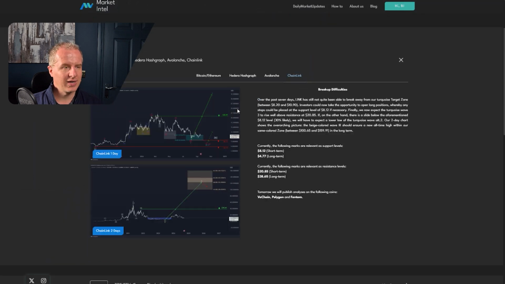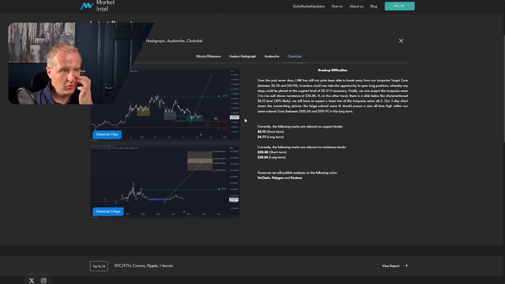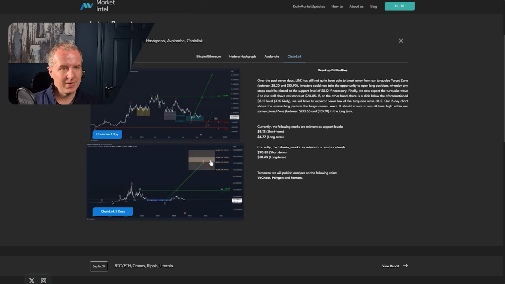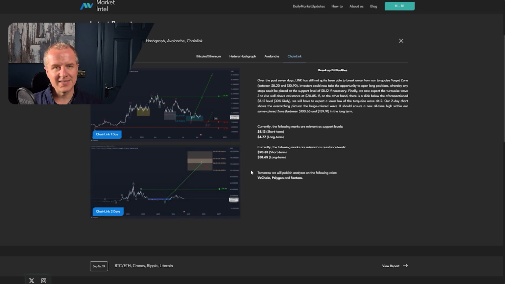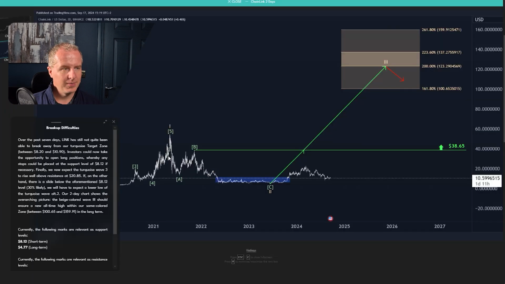So today we want to take a look at Chainlink, however, and we take a look at the long-term chart first, then take a look at the shorter time frame. If you register, you also get the written update, including support, resistance levels, everything's here for you. But let's take a look at the larger time frame first.